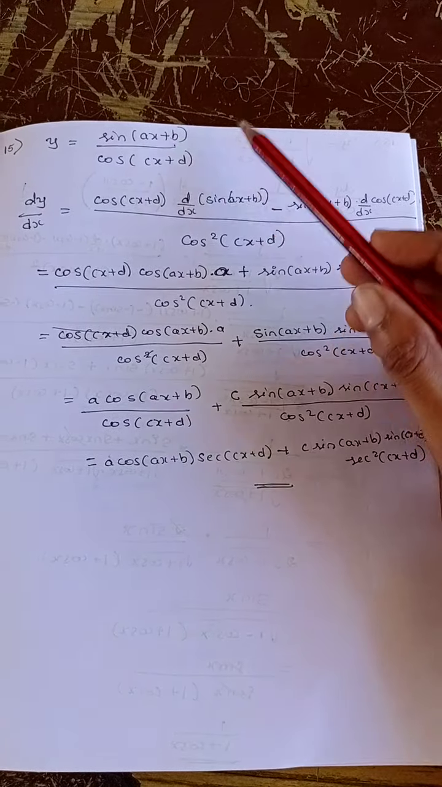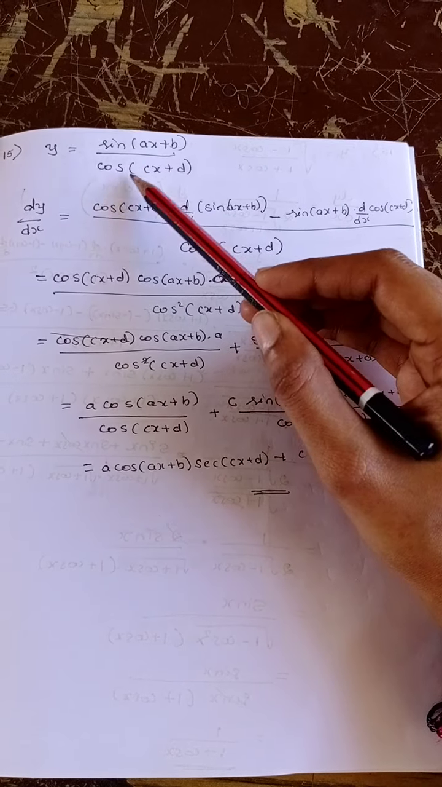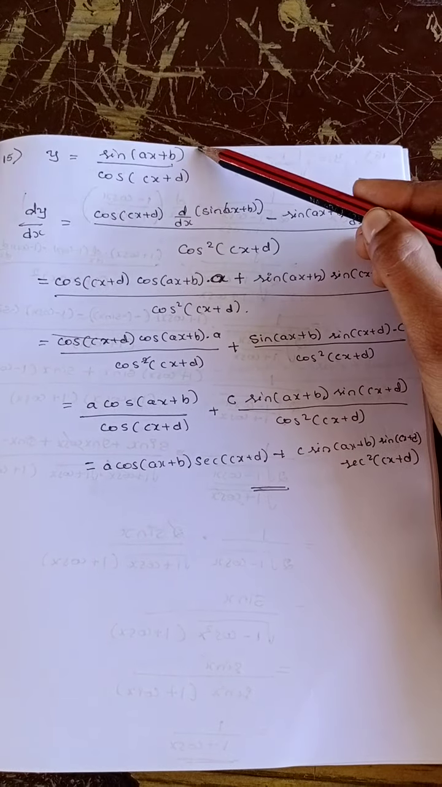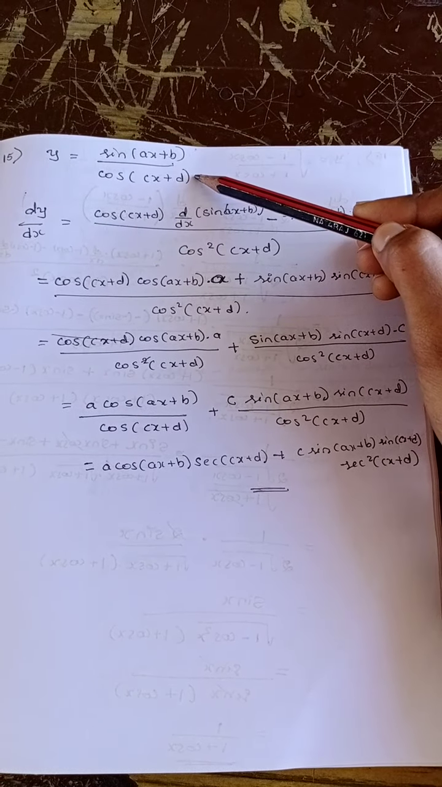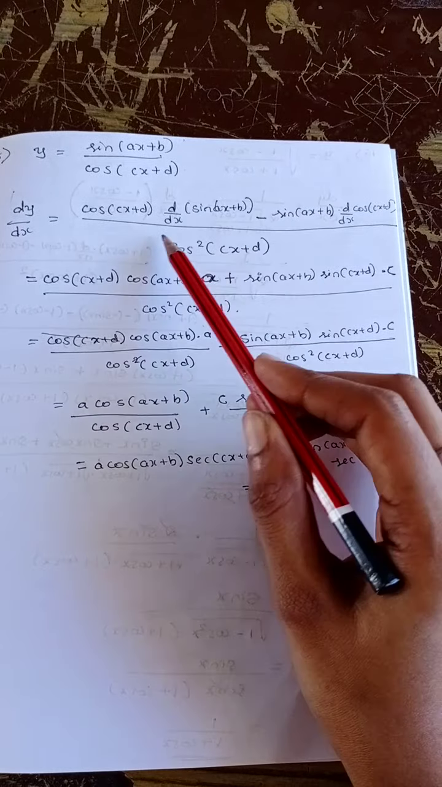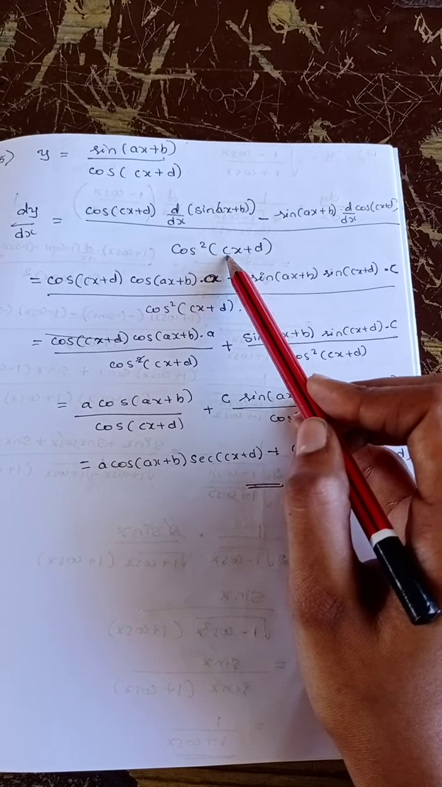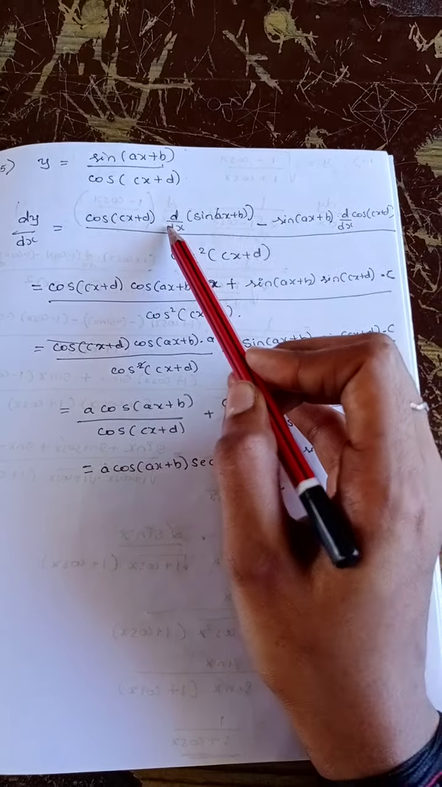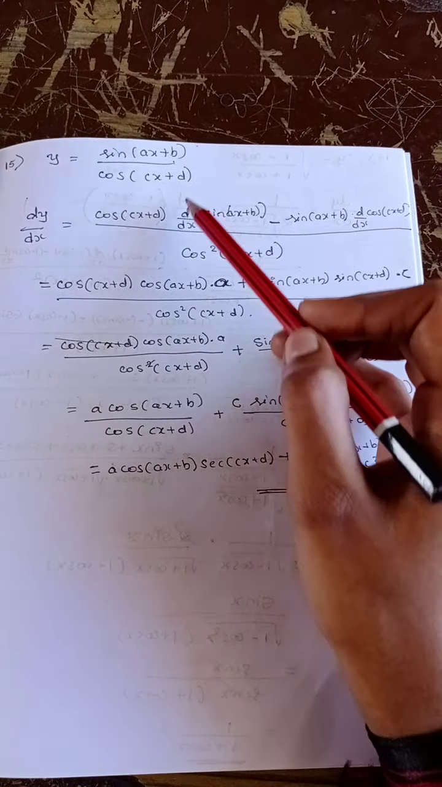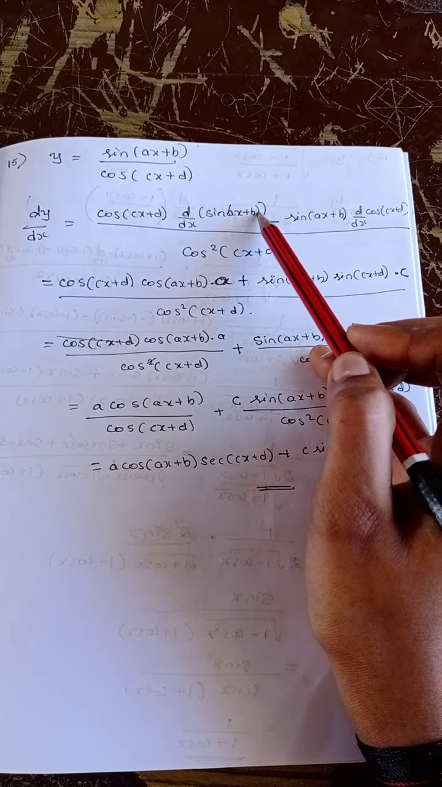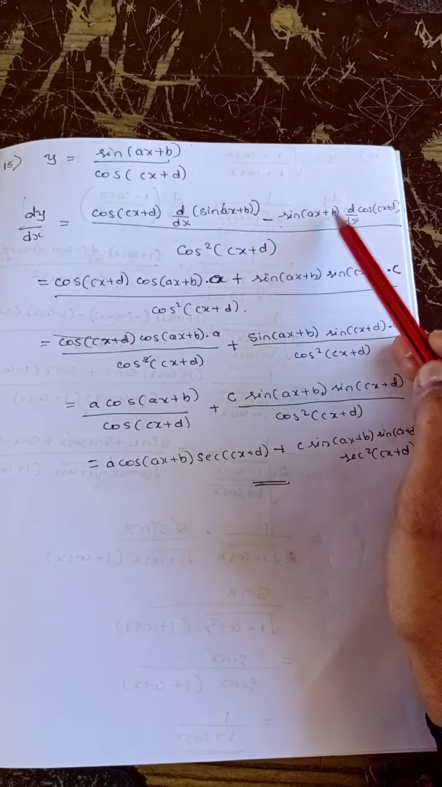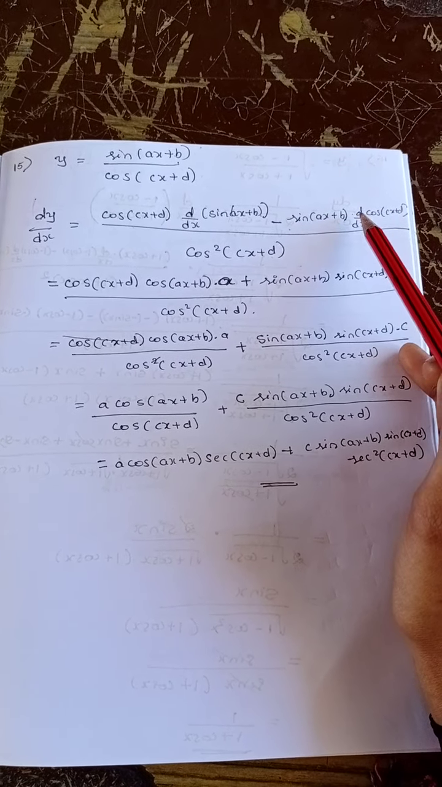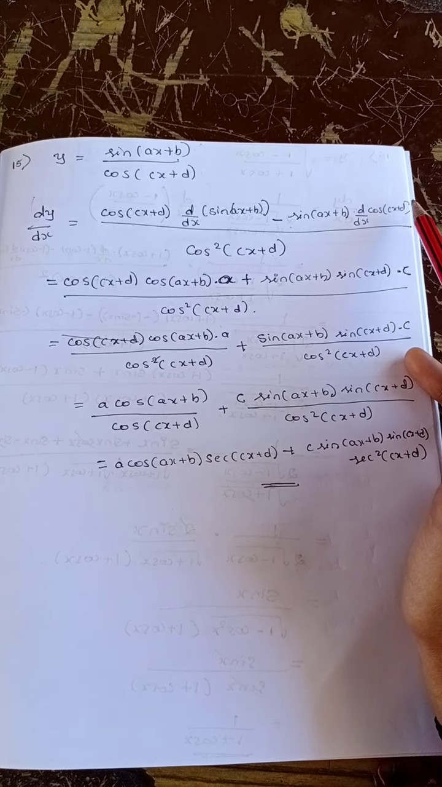Next one is y is equal to sin of ax plus b divided by cos of cx plus d. Here we have to use the quotient formula because this is in the form of u by v. Therefore dy by dx is equal to denominator square, that is cos square of cx plus d, in the denominator; numerator is cos of cx plus d into differentiation of numerator, that is d by dx of sin of ax plus b, minus numerator into differentiation of denominator, that is sin of ax plus b into differentiation of cos of cx plus d.